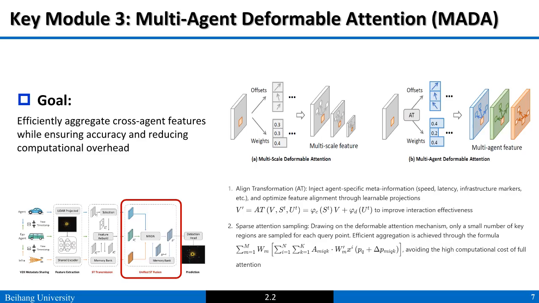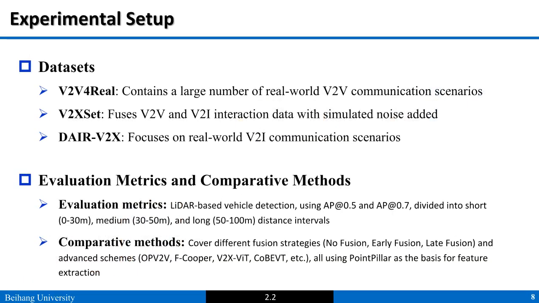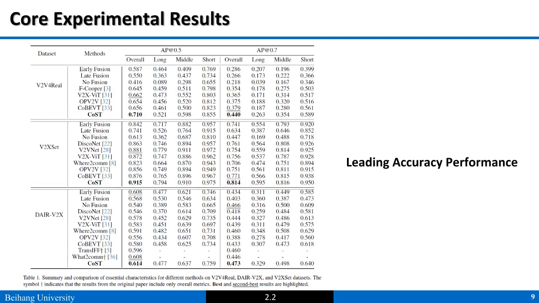We evaluate our approach on three datasets: V2V4Real for real-world V2V communication, V2XSet for V2V and V2I interaction data with simulated noise, DAIR-V2X for real-world V2I communication. We compare different fusion strategies and measure LiDAR-based vehicle detection performance using AP at 0.5 and 0.7 across different distance ranges. This table summarizes the performance of different methods on all three datasets.